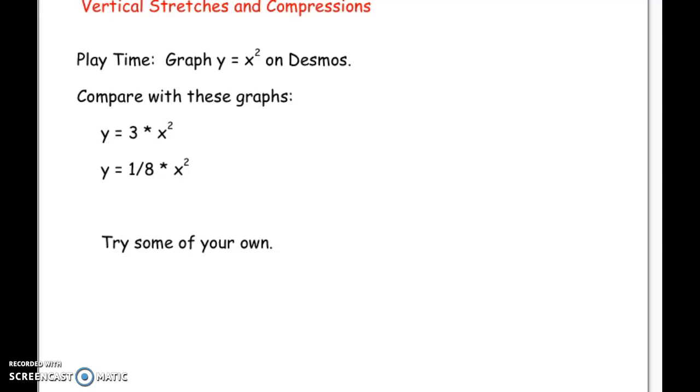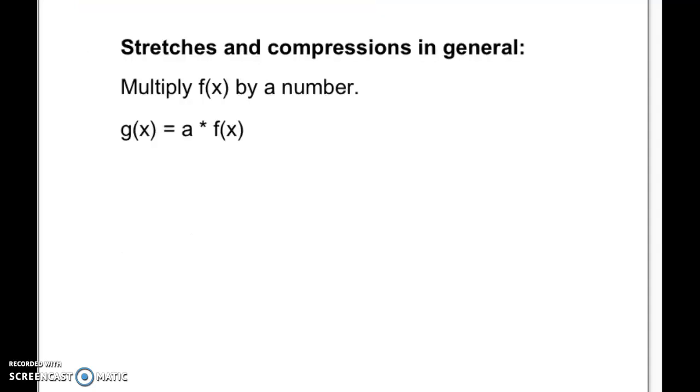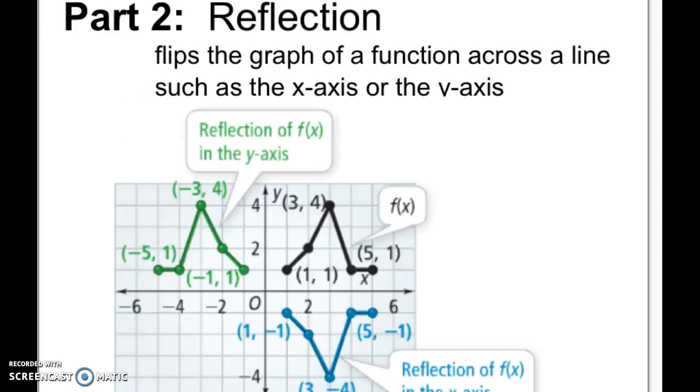Just a few things to look at. So these are a couple things to try, right? 3 versus 1/8. See that stretch and the compress, right? Oh, I just wrote this on the last slide. Okay, go back and look at my last slide.